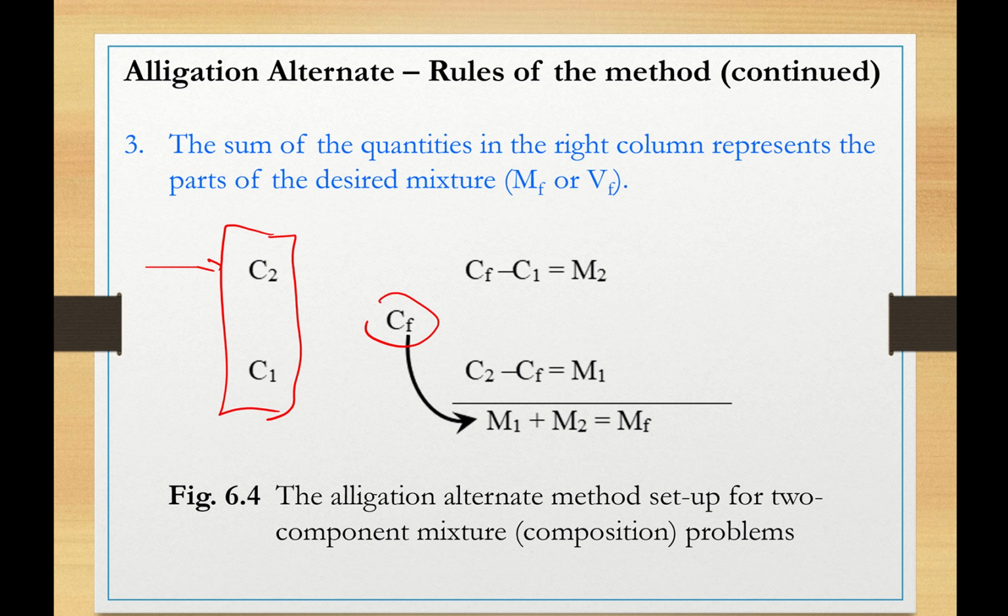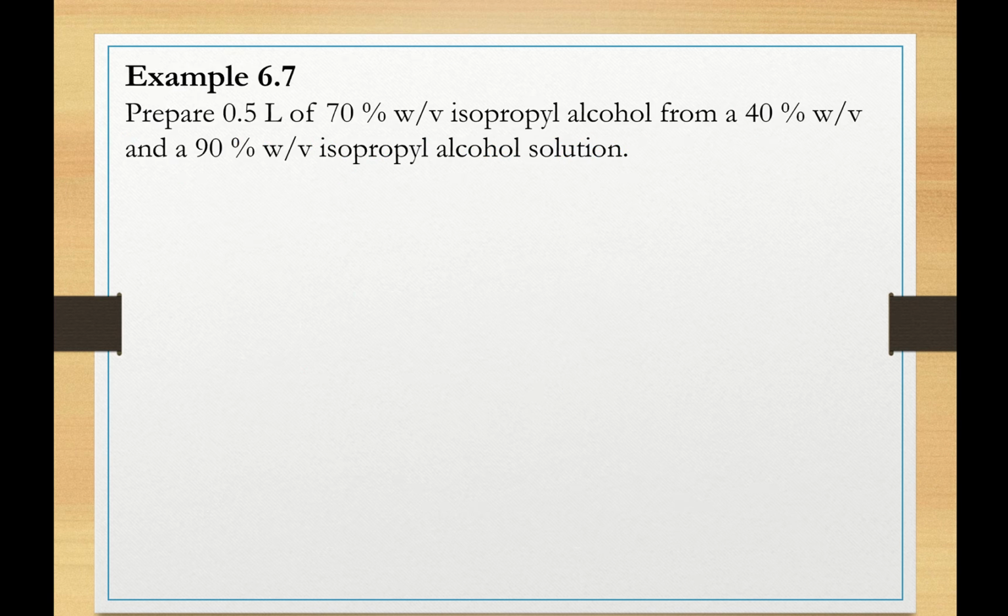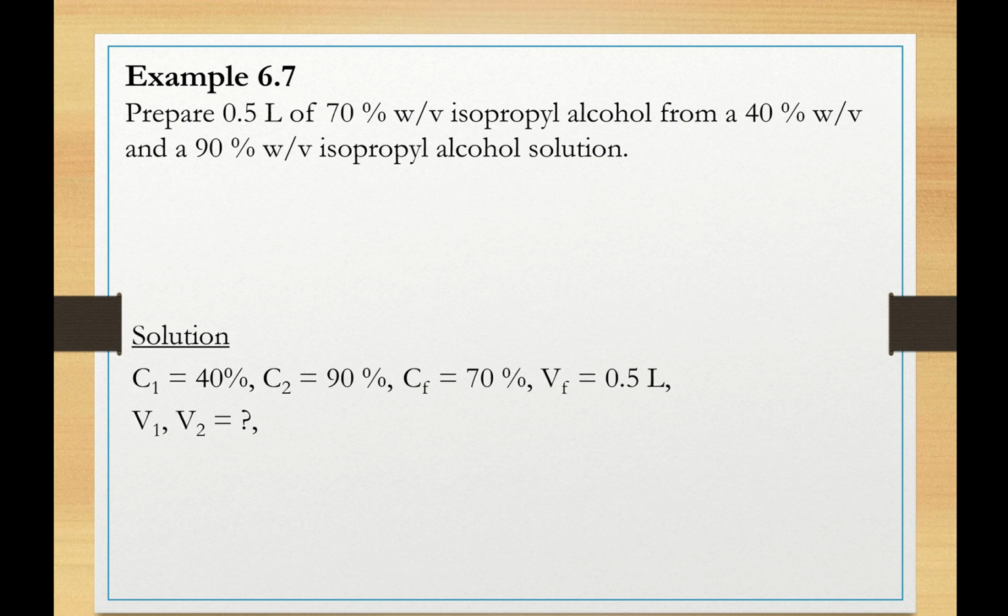Now, you can calculate the parts of C2 by subtracting CF minus C1. That will give you the parts of C2, or the mass of mixture 2. Similarly, the mass of mixture 1, or the volume of solution 1, is calculated by subtracting C2 minus CF. Okay? The total mass of the final solution is the addition of these two, as is shown there. Let us apply this method in example 6-7, so we make sure that we understand the method.